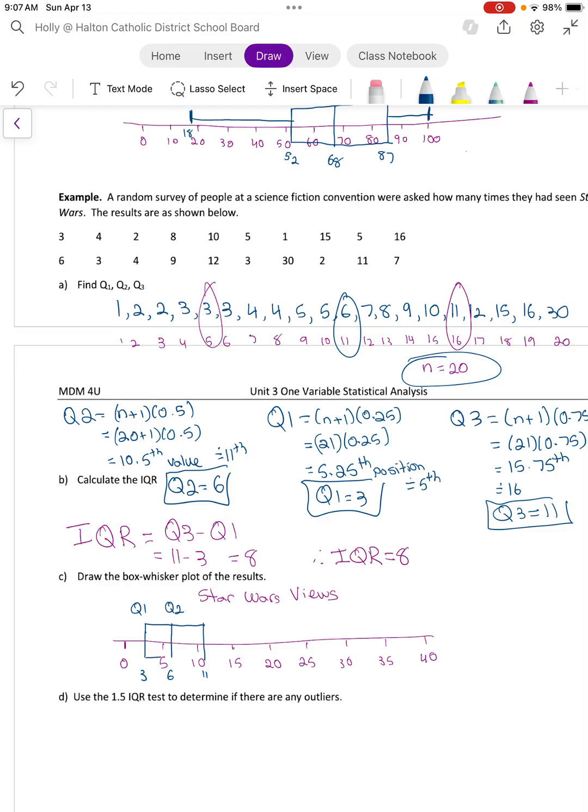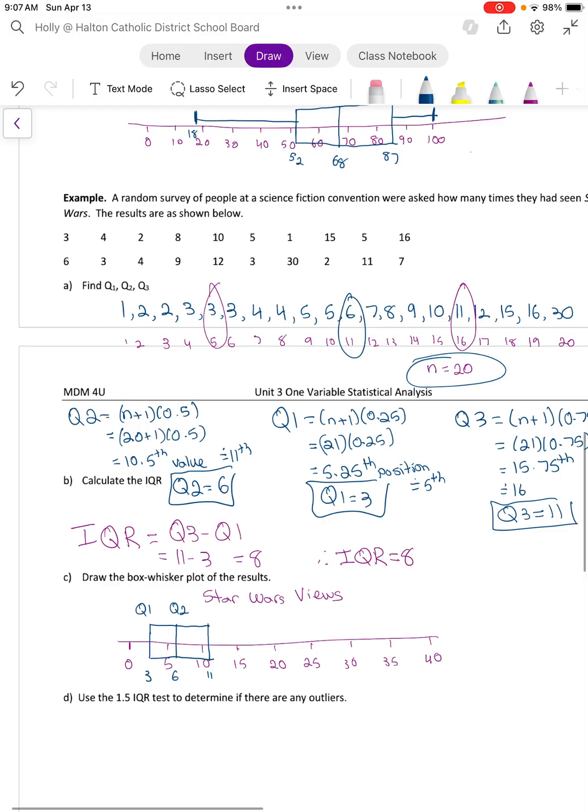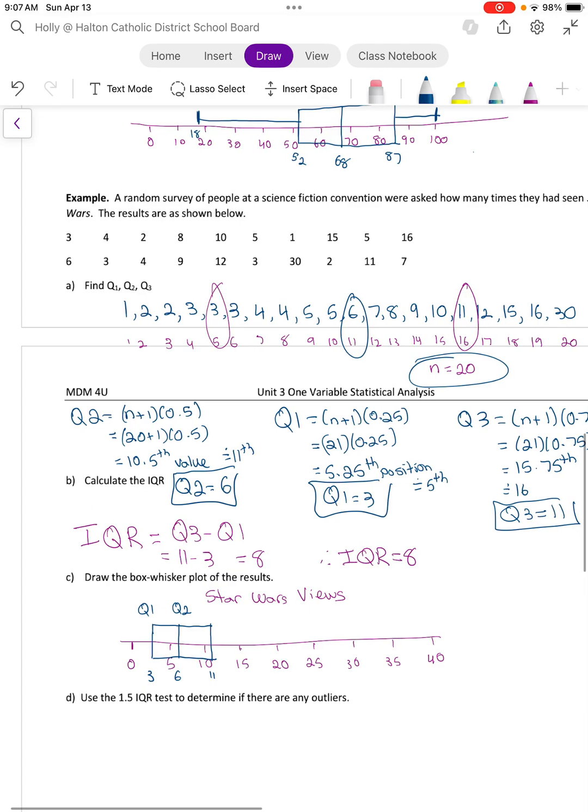This is my box, and whiskers go to the max and the min. So my min is at 1. My max is at 30. And it gives you a good visualization of where and how your data is skewed. I just want that line to touch the box there. So now we have it labeled. We've given it a title, Q1, Q2, Q3, and we're good.